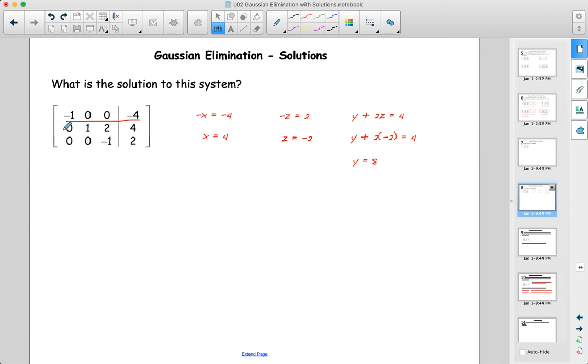And now the middle row is telling me 0x plus y plus 2z is 4. So working with y plus 2z is 4, I can back substitute the z of -2. Get y plus 2 times -2 is 4. 2 times -2 is -4. Bring it over, negative 4 becomes positive 4, and 4 plus 4 is 8. So the solution to this system is y equals 8, z equals negative 2, and x equals 4.